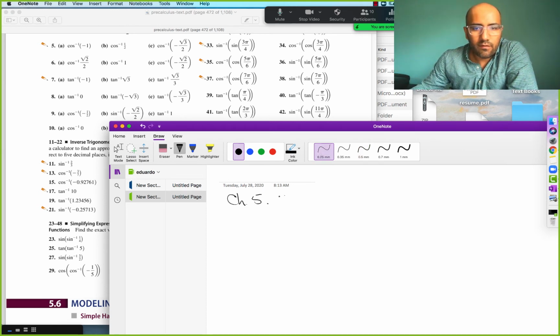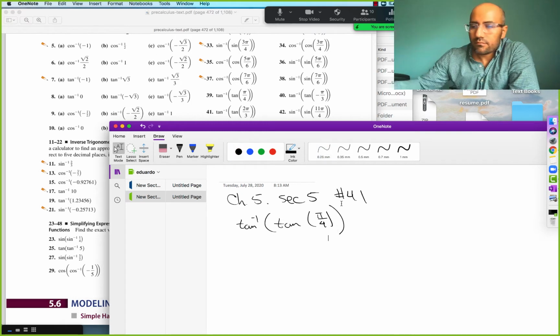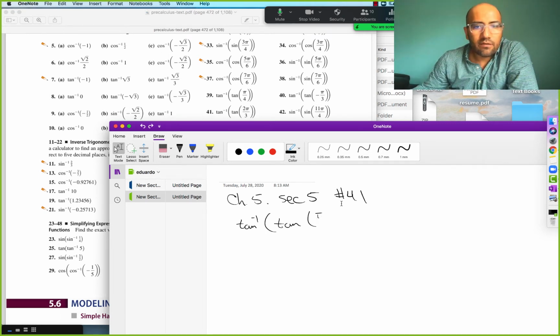Chapter 5, section 5, number 41, and we're dealing with tan inverse of tangent of pi fourths. I think that one's 39 actually. Okay, I copied it wrong. Tan inverse of tan of 2 pi. There we go. Thank you for catching that. I would have gone through the whole thing and then been like, oh, that's the wrong one.